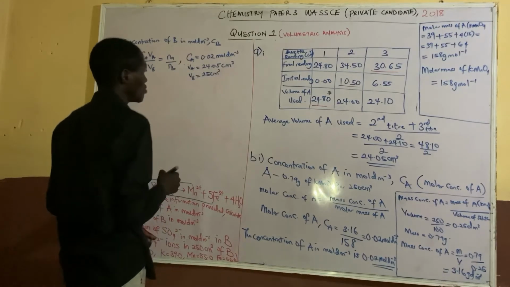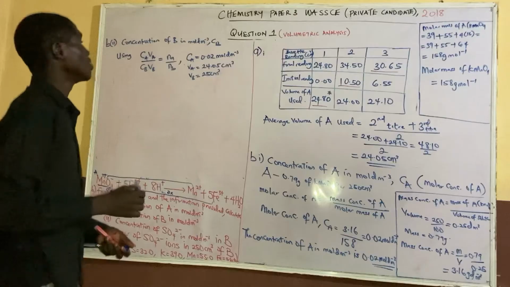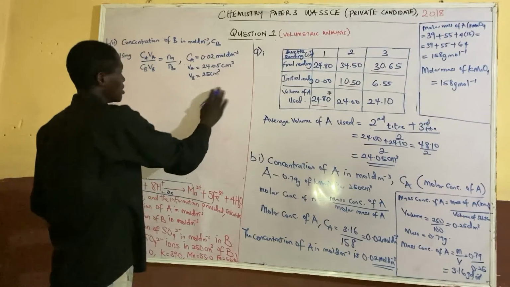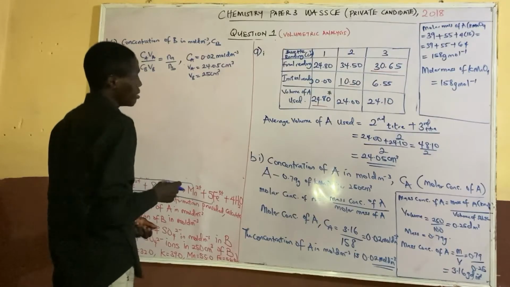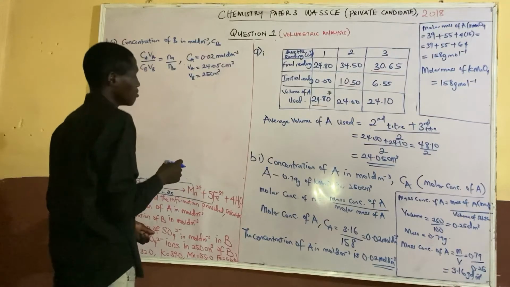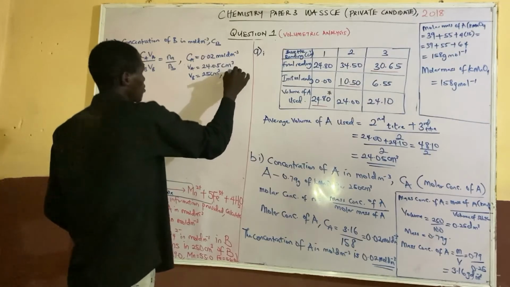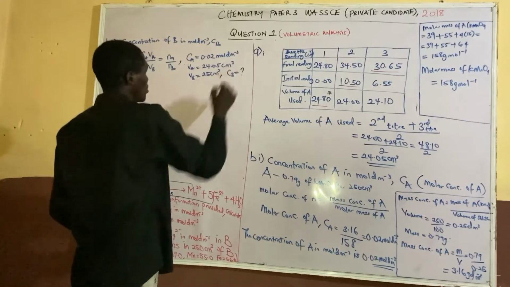We are told that 25 cm³ of B was titrated against acidified KMnO4. So VB is 25 cm³. CB is what we are looking for.